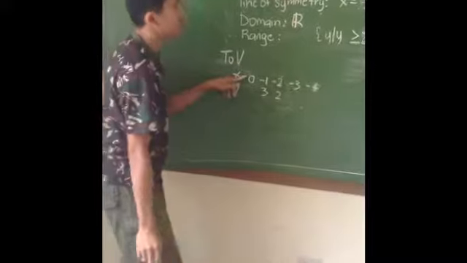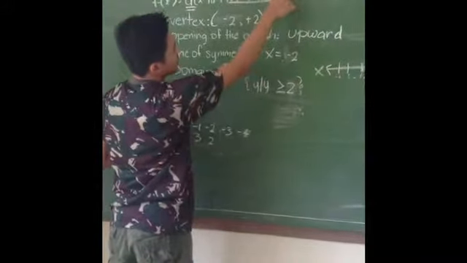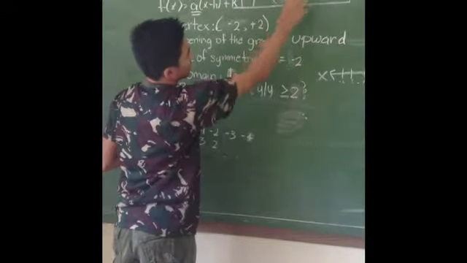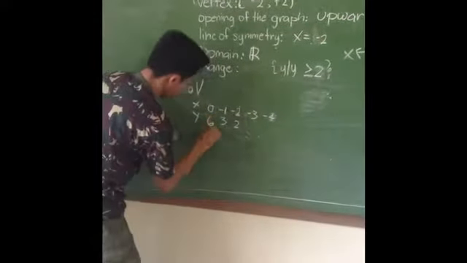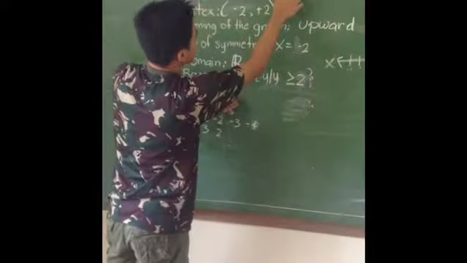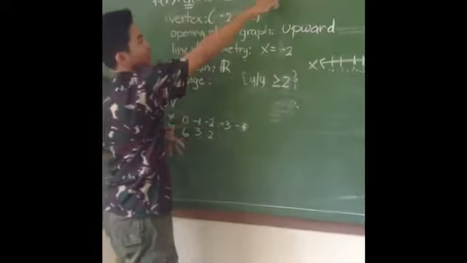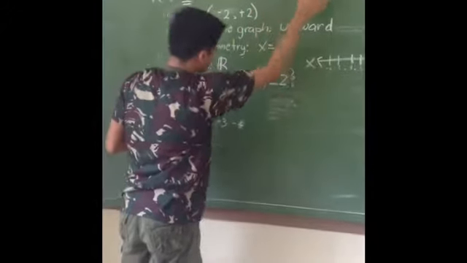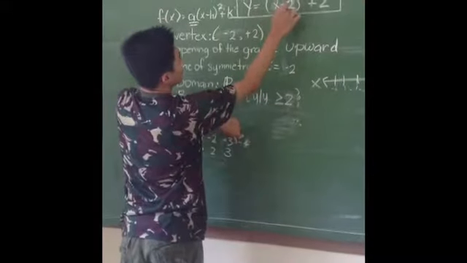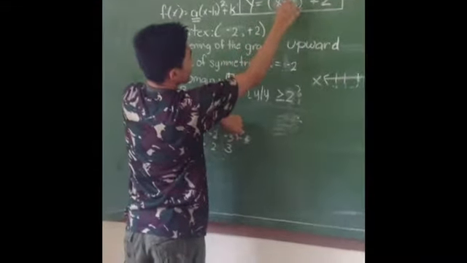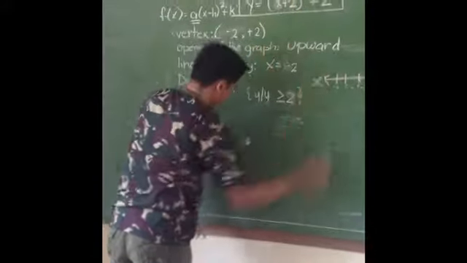Now the other variable 0. 0 we apply in here. 0 plus 2 is 2. Then 2 squared is 2 times 2 is equals to 4. 4 plus 2 is equals to 6. Now -3. -3 plus 2 is -1. -1 squared, -1 times -1 is +1. +1 plus 2 is equals to 3. -4. -4 plus 2 is -2. -2 squared is equals to -2 times -2 is +4. Then +4 plus 2 is equals to 6.